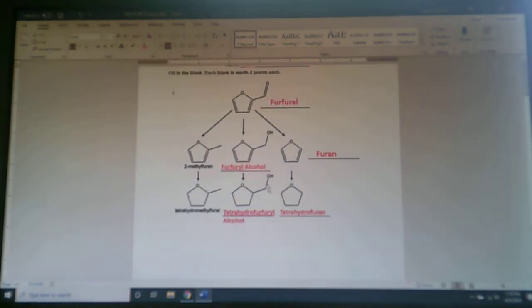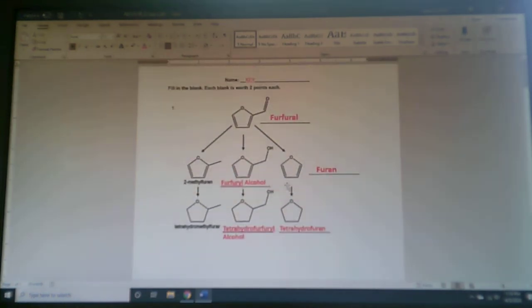This was one slide in the amino and furans presentations. So these are the correct answers. The first blank up here is furfural.